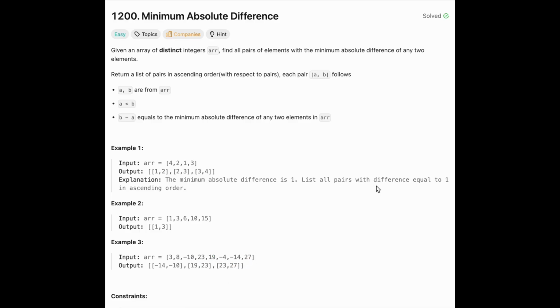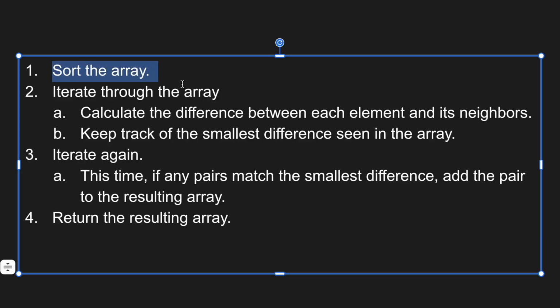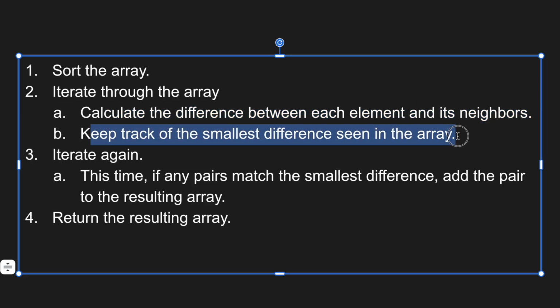So now that we have seen some examples, let's get to how we can solve this problem. To solve this problem, we can first sort the array, and after sorting, we know that for each number, the closest number to that number will be in its neighbors, so we can iterate through the array, and as we are iterating, we can calculate the difference between each element and its neighbors, since we know that will be the minimum difference to that number. And overall, we want to keep track of the smallest difference that is seen in the array.